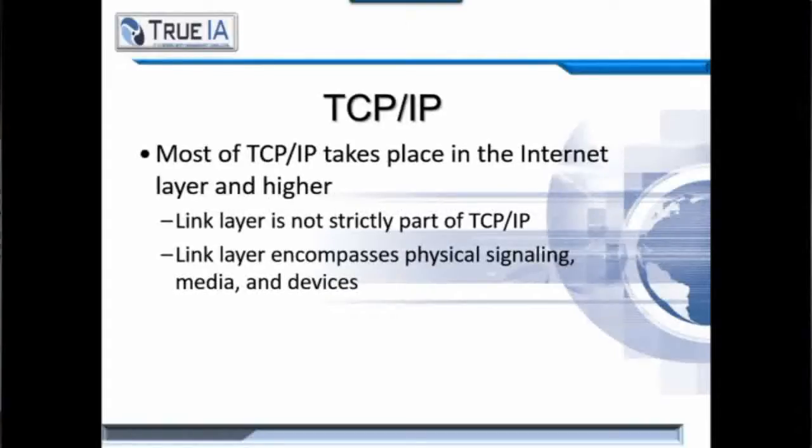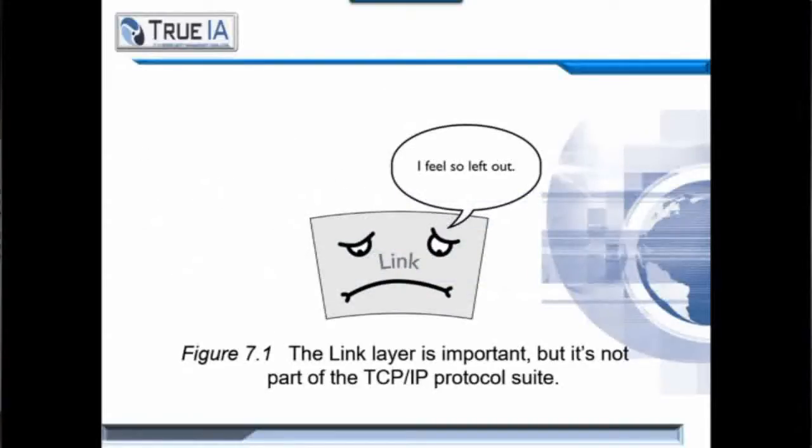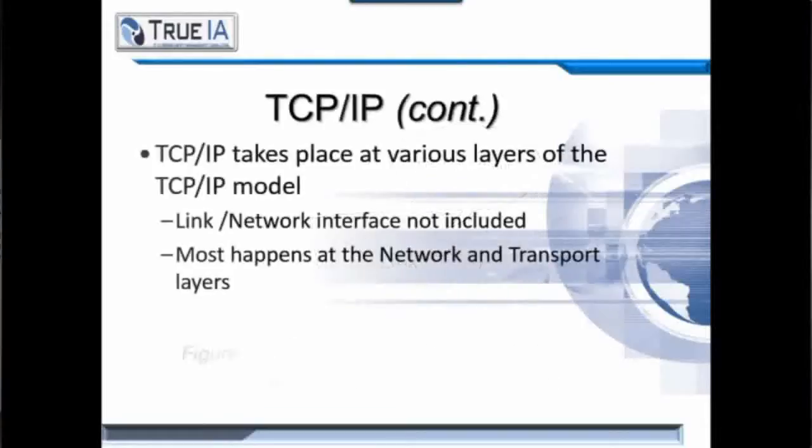Most of TCP/IP takes place in the internet layer and higher. The link layer is not strictly part of the TCP/IP protocol. It actually encompasses the physical signaling and the media and devices that you're using. TCP/IP takes place at various layers of the TCP/IP model. Like I said, the link and network interface layer are not included. Most of it happens at the network and transport layers.